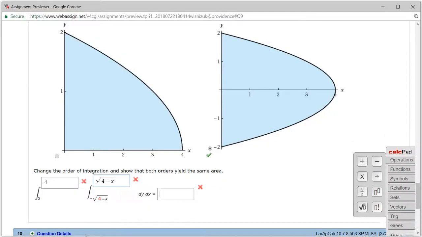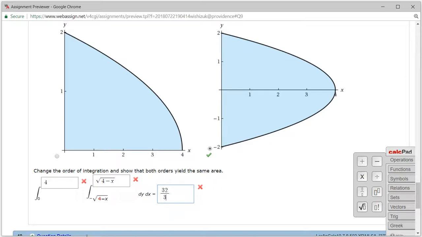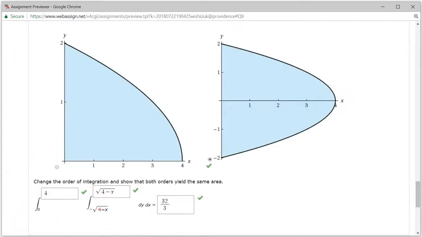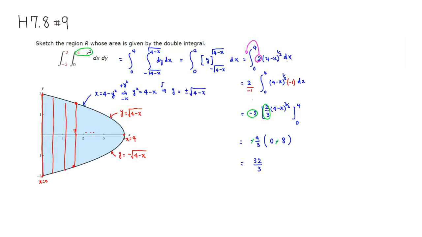So let's type it in. We got 32 over 3. Let's check the answer. Submit for testing. It came back and looks like we got this one correctly. That's it. I hope that this was clear.